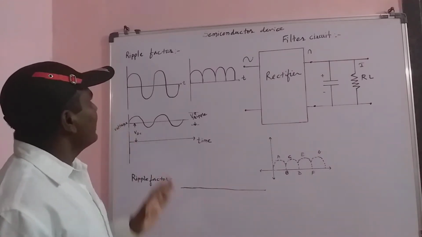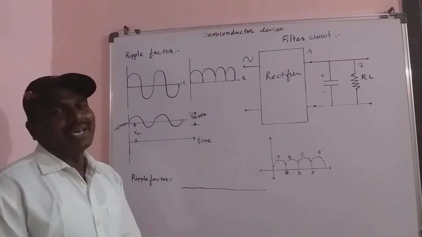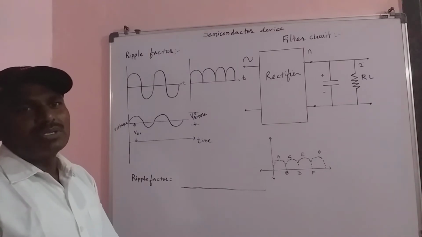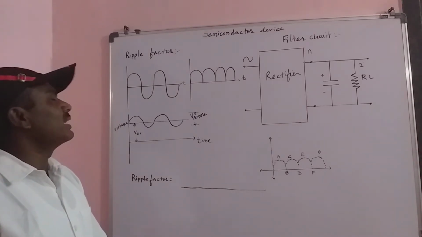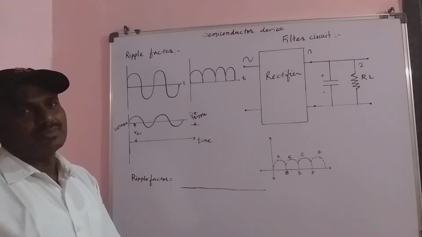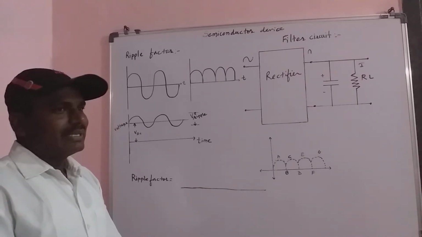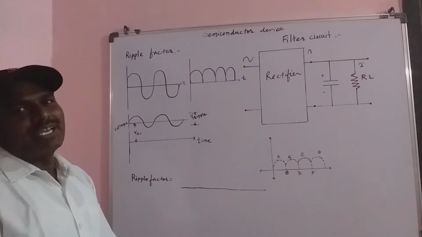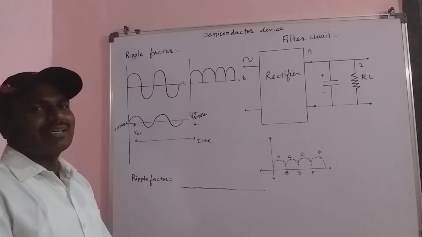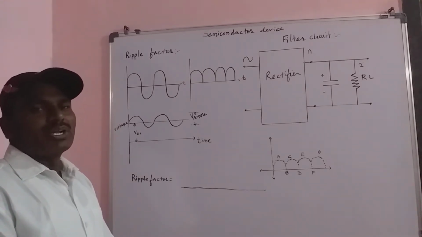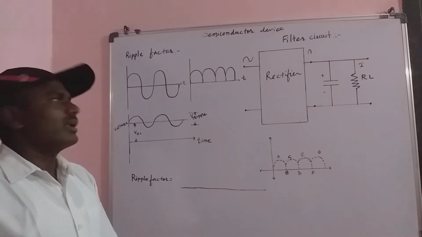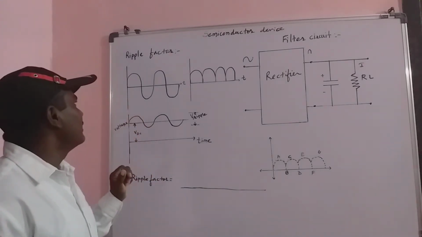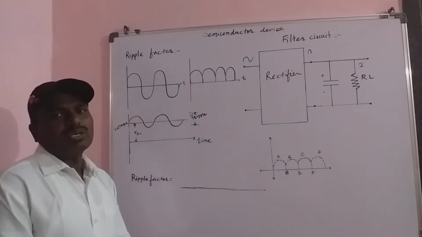The effectiveness of that rectifier depends upon the magnitude of the ripple component. If the ripple component is less, or a smaller ripple component, then that rectifier is more effective.